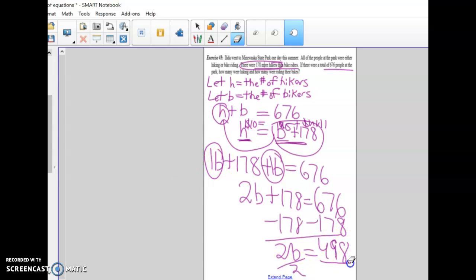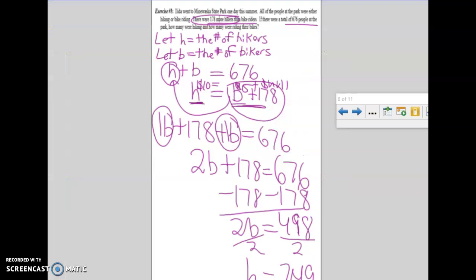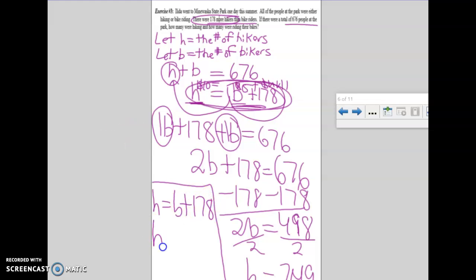Last thing to do is to divide by 2, and B is equal to 249. So there were 249 bikers at the park that day. Now, we want to always go back and find both variables. Choose which one of these equations you want to use. I'd say this one right here is pretty easy to use because it's already set up for H. We simply have to know the number of bikers and add 178. So take that 249 that we found, add 178.